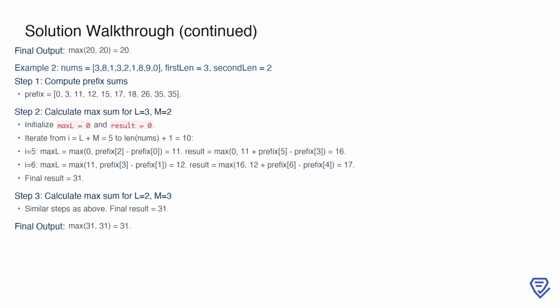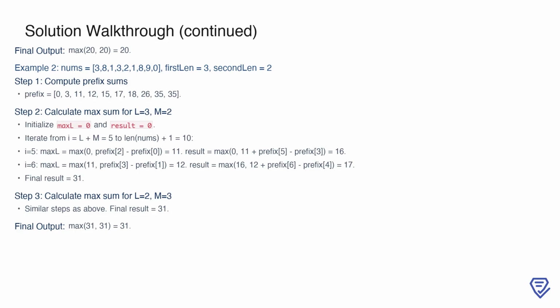For the second example, the input array is nums equals 3, 8, 1, 3, 2, 1, 8, 9, 0, with first len equals 3 and second len equals 2. Again, we start by calculating the prefix sum array, resulting in 0, 3, 11, 12, 15, 17, 18, 26, 35, 35. With the prefix sums ready, we proceed to calculate the maximum sum for the configuration where the first subarray has length L equals 3 and the second subarray has length M equals 2.